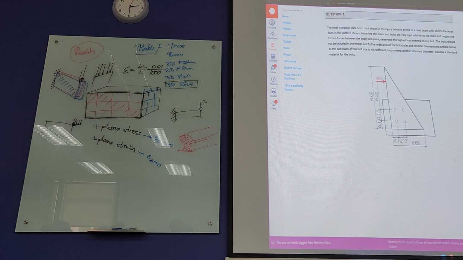Good question. That's what I was about to say. I was about to open my mouth and say it. First thing that you need to do is obviously define units. Decide is it going to be newtons, meters, millimeters, pascals, megapascals.